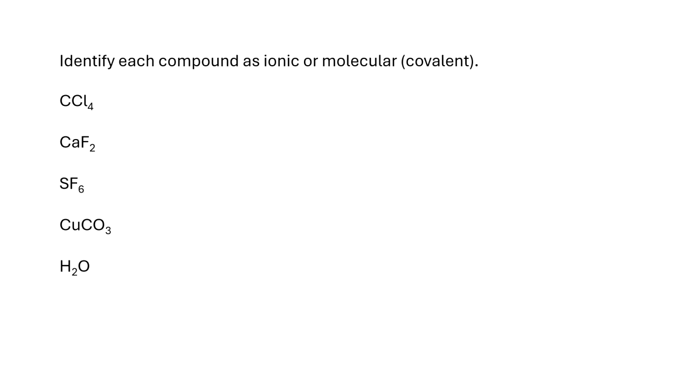Now here's an example problem to work through. You've got 5 different chemical compounds. For each one of these, I want you to classify it as an ionic compound or a molecular compound. So stop the video and go through the 5 of these and see what you can come up with.